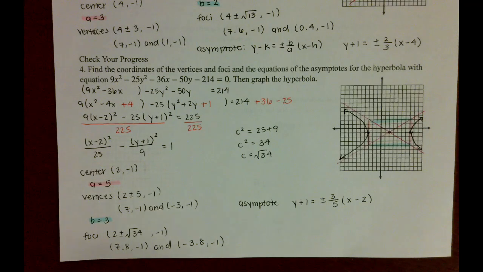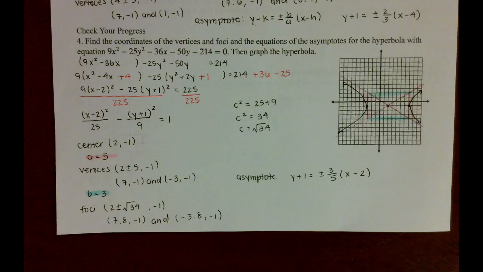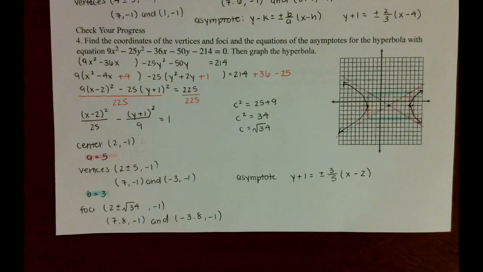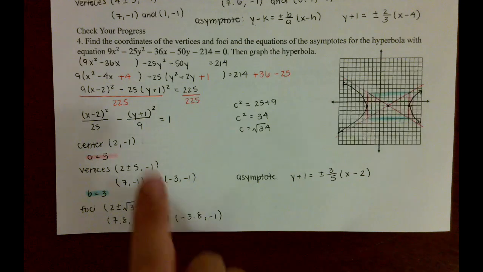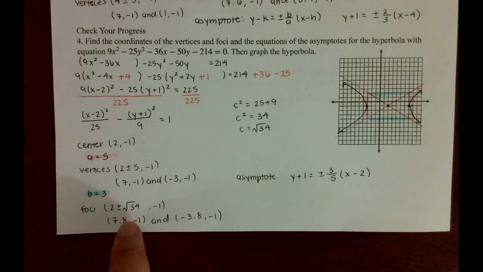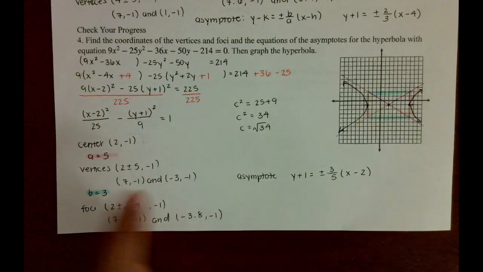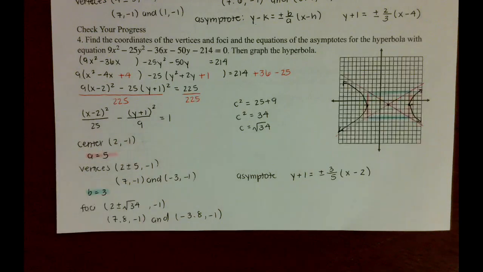Okay. And then with that, I can find C to find the foci. So C squared equals A squared plus B squared. So 25 plus 9 is 34. Square root that. C equals square root of 34. And it will affect the same letter as the vertex, right? So since it changed the x, the foci will also change my x. So 2 plus or minus the square root of 34. 2 coming from the center, right? So then it's approximately these 2 points here, right?